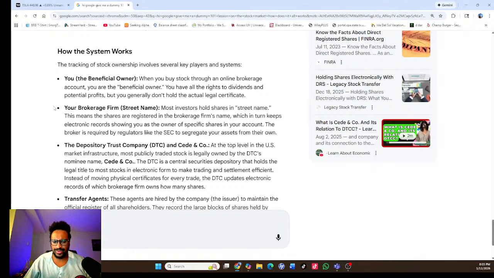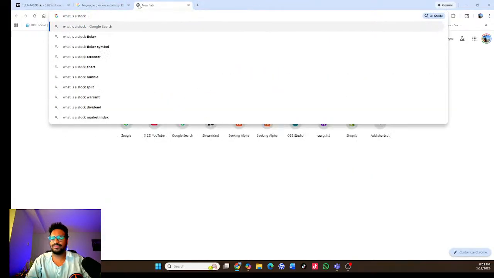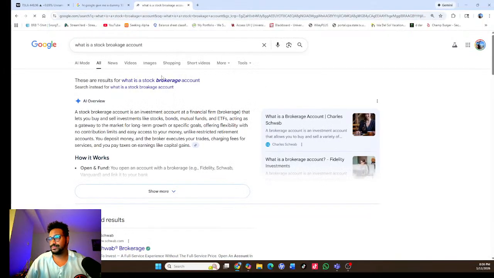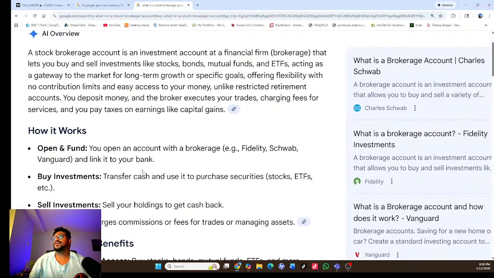So a brokerage account, what is a brokerage account, right? What is a stock brokerage account? It's an investment account at a financial firm that lets you buy and sell investments like stocks, bonds, mutual funds, and ETFs, acting as a gateway to the market for long-term growth or specific goals.